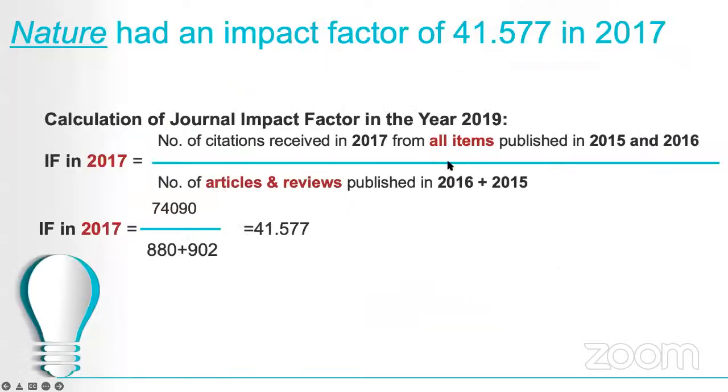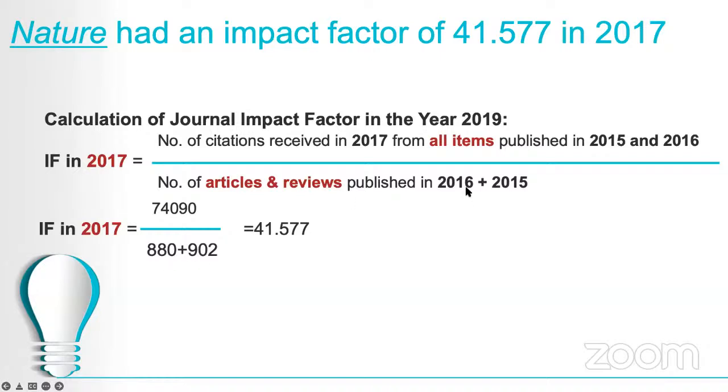So this is one example. Nature had an impact factor of 41.577 in 2017. So how is it calculated? Number of citations received in 2017 from all items published in 2015-16, meaning the earlier 2 years. You have to divide it by the number of articles published in 2016 plus 2015. In those 2 years, these are the articles and reviews published.